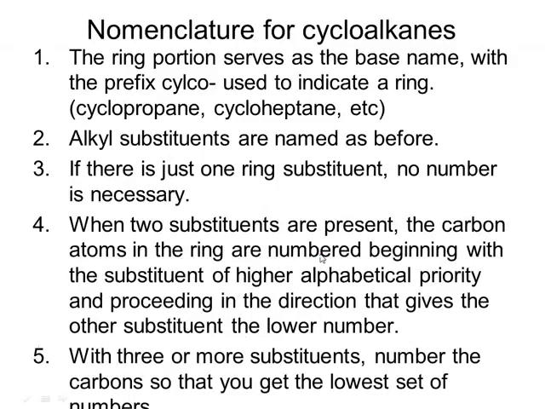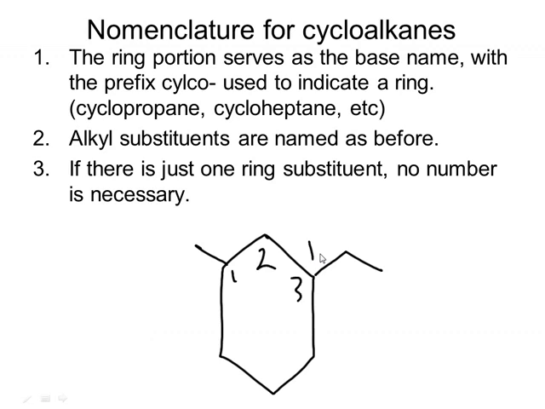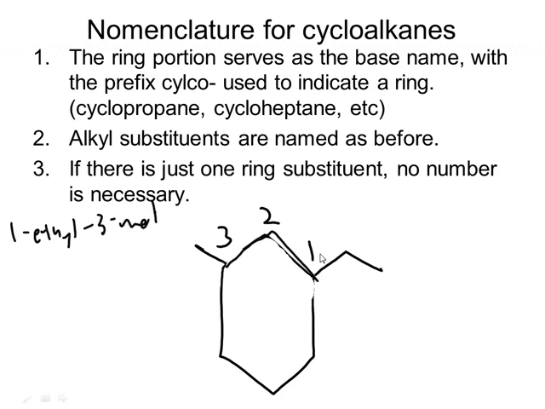So that's the basics of numbering. So with 3 or more substituents, like I showed, you get the lowest set. With 2 substituents, the only possible option, like if I have a methyl and an ethyl, right? One of these will be 1, and the other will be 3. The only way to break the tie is by alphabetical priority. So the ethyl will come first. So it would be 1-ethyl-3-methylcyclohexane.